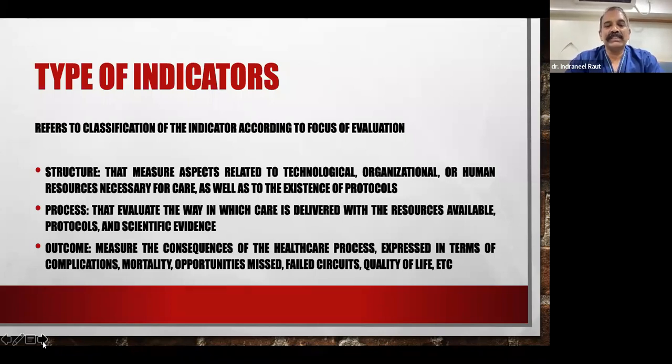Outcomes measure the consequences of the healthcare processes, expressed in terms of complications, mortality, opportunities missed, failed circuits, etc. An example is the mortality rate, which would show whether your processes are good. Or for ventilator-associated pneumonia, how well your bundles are being employed to prevent VAP would be indicated by your VAP rate.